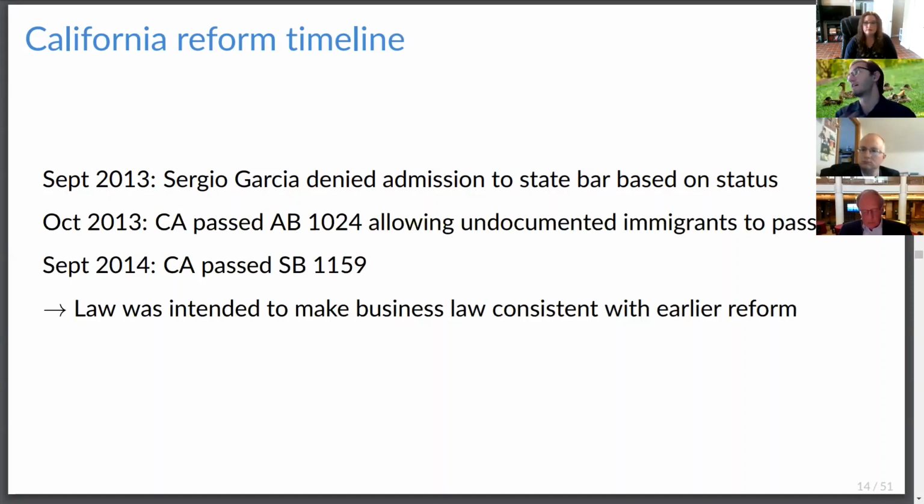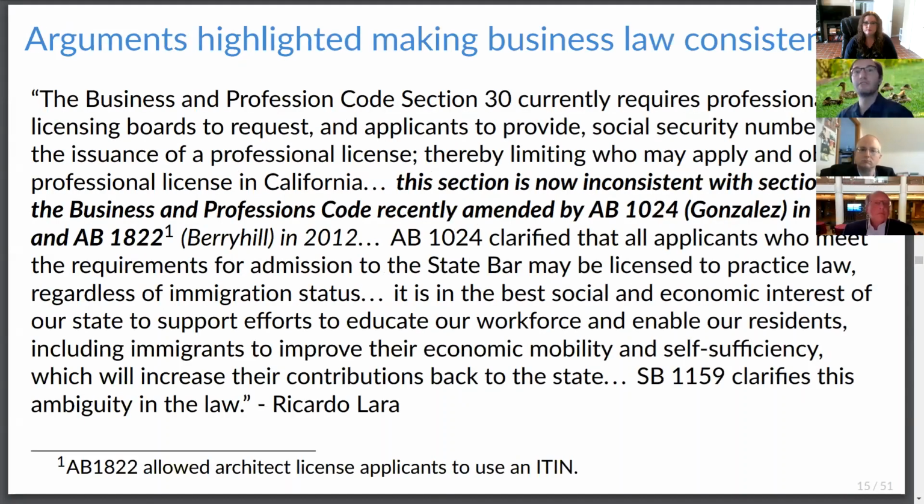It's just one person was applying for a license, and the Supreme Court essentially allowed it. And now the policy that I'm looking at, when you look at oral arguments about the law in the legislature, a major theme was that it was to make the business licensing law consistent with this earlier amendment for lawyers. And so this is sort of my argument about how this law came into being.